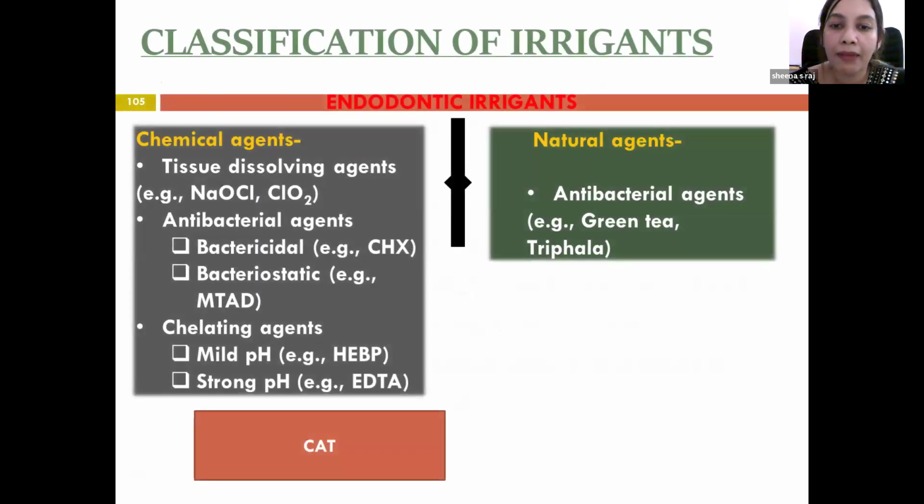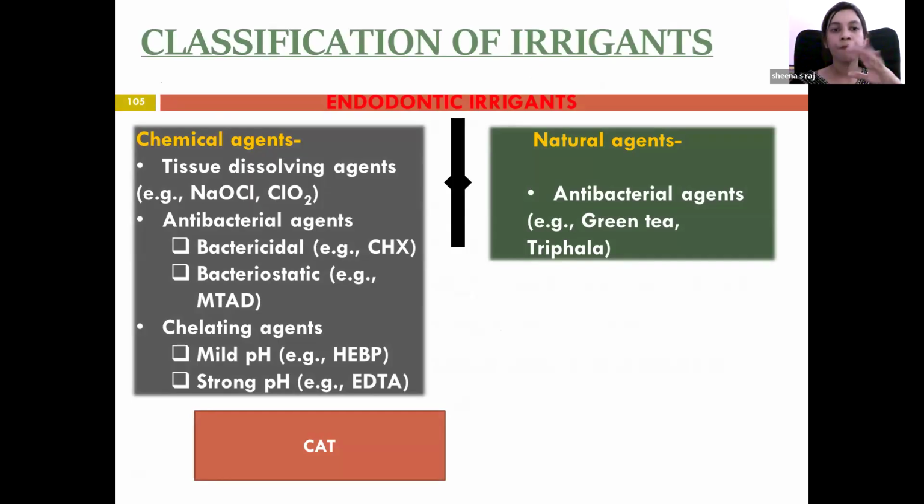So classification is very important. You can memorize chemical mediators and natural media. For chemical media, you can memorize like CAT. I have given a mnemonic like CAT: C for chelating agent, A for antibacterial action, and T for tissue dissolving agents. Natural agents are like green tea, triphala, etc.